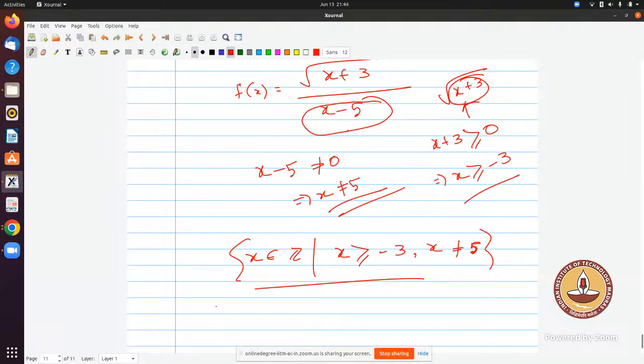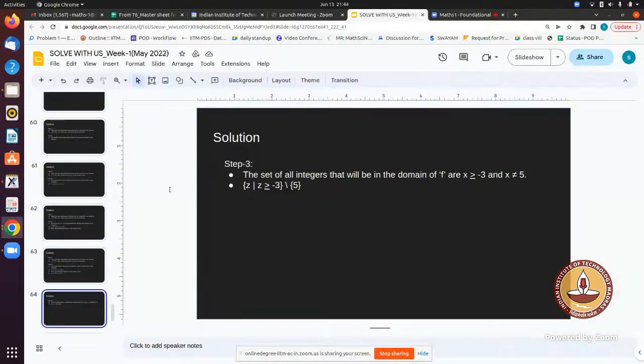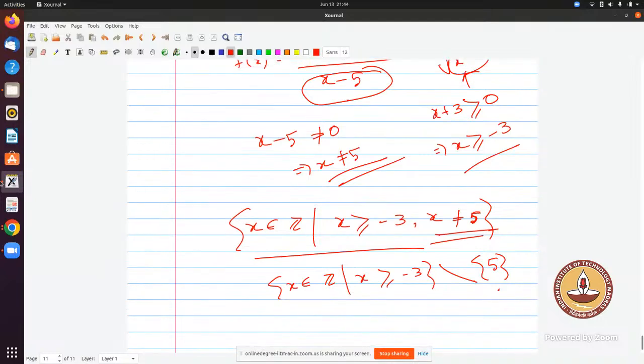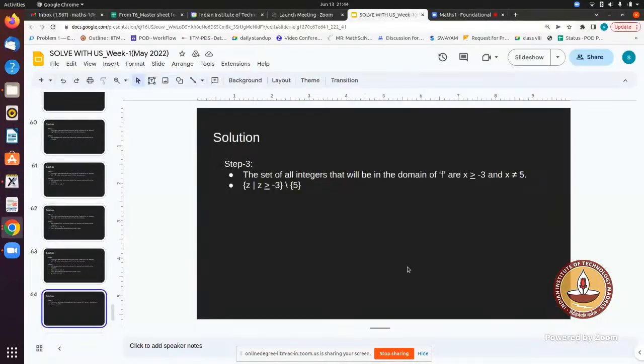Okay, so I have written x not equal to 5. So this is nothing but taking this set and removing 5 from that. No, this slide has all the questions and solutions there, and this is what I am writing to explain something. Okay, that's okay. Next.